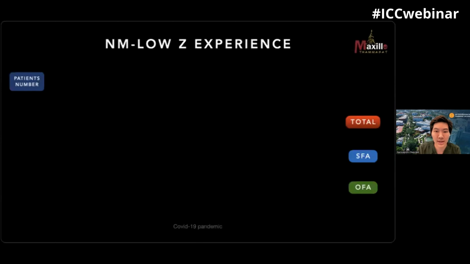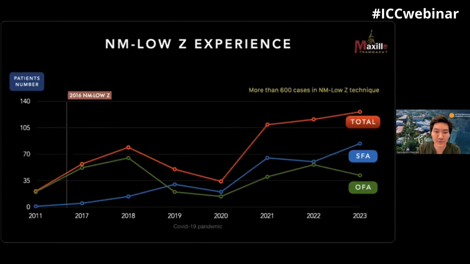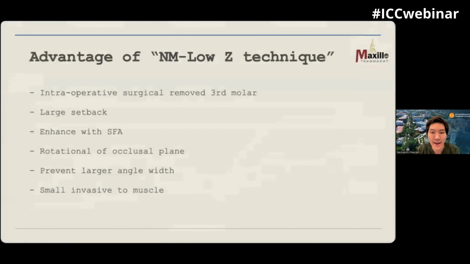The NM-LowZ has been done in more than 600 patients, both OFA and SFA, skeletal class 1, 2, and 3. I have concluded the advantages of the NM-LowZ technique are: intraoperative surgical removal of the third molar, large setback enhanced with SFA, rotation of the occlusal plane, prevention of a larger gonial angle, and minimal invasiveness to muscle. So let's see in detail one by one.